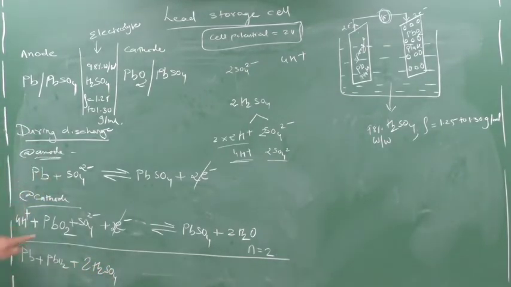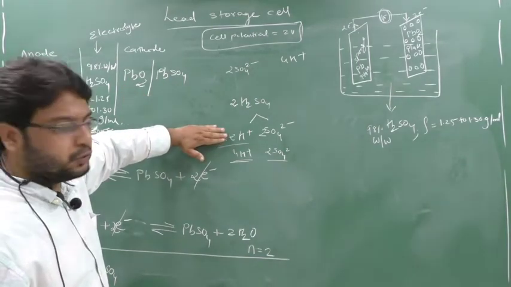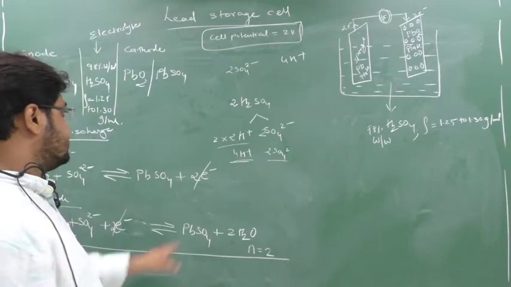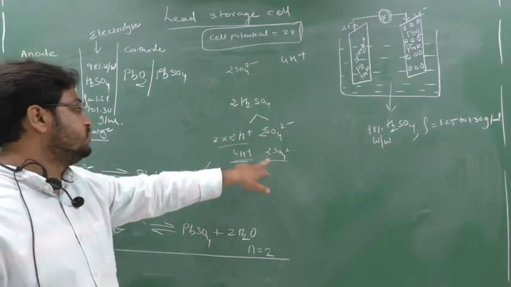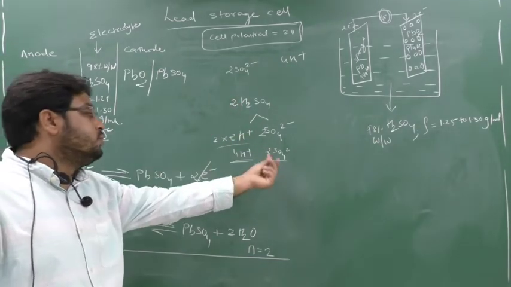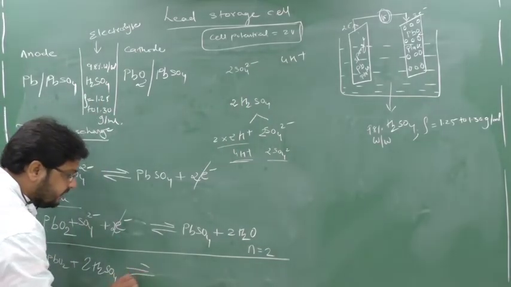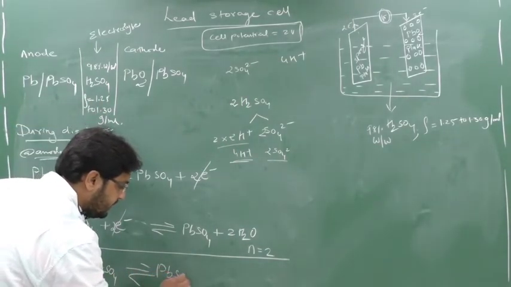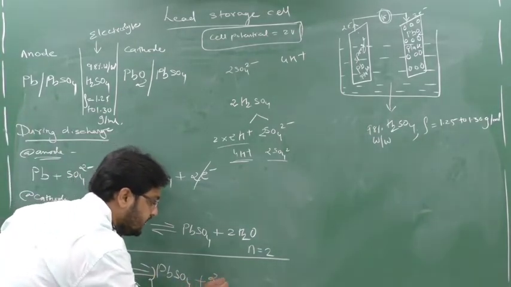So Pb, PbO2, 2 SO4 2 minus and 4 H plus. When one H2SO4 gets split, I get 2 H plus and 1 SO4 2 minus. But I have 4 H plus, so I will multiply by 2. So 2 twos are 4 H plus, 2 SO4 2 minus. Means 4 H plus and 2 SO4 2 minus combined will give 2 H2SO4. And what else will I get? I will get PbSO4. But how many PbSO4? 2 PbSO4 and plus water.